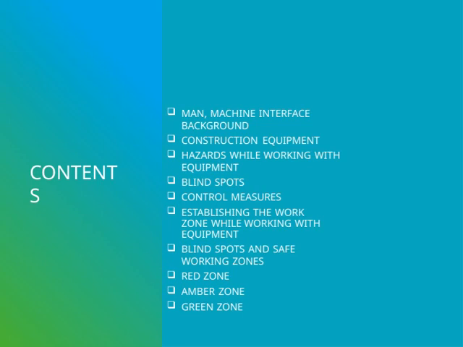Let's take a closer look at the background of man-machine interfaces, especially in the context of construction equipment. When working with heavy machinery, understanding hazards is crucial to ensuring safety on the site. One of the main challenges is dealing with blind spots, which are areas around the equipment that the operator cannot see from their cab. These blind spots can pose serious risks to workers nearby if not managed properly. To address this, we need to implement effective control measures, such as using spotters, mirrors, and cameras to help the operator maintain awareness of their surroundings.